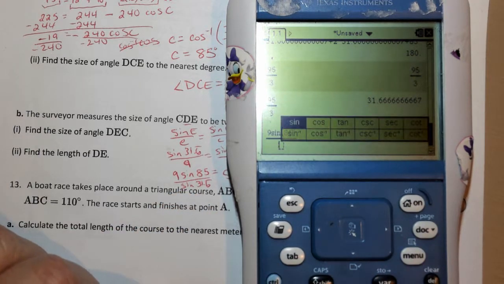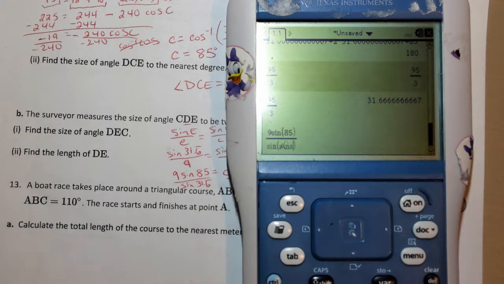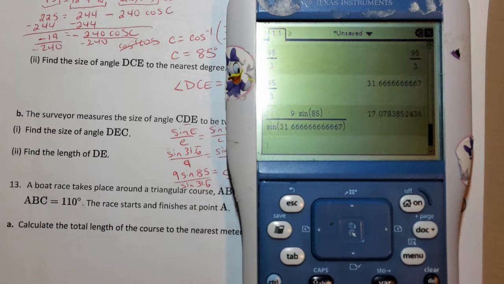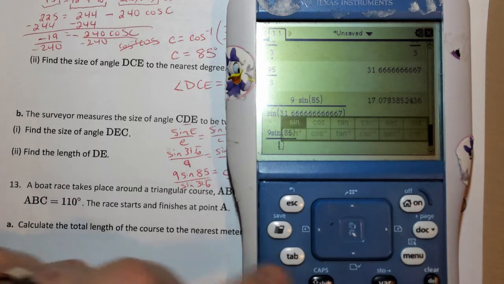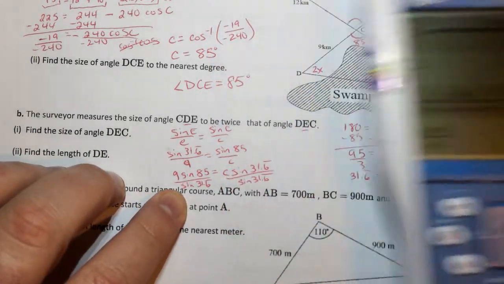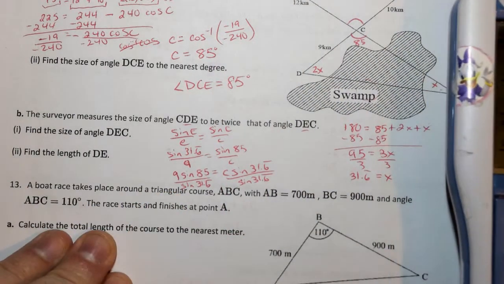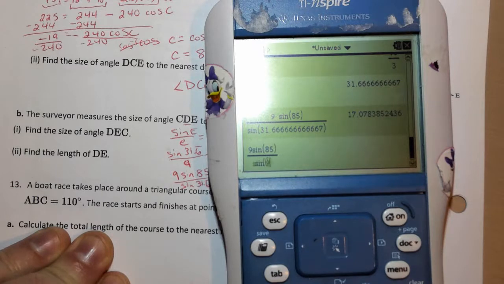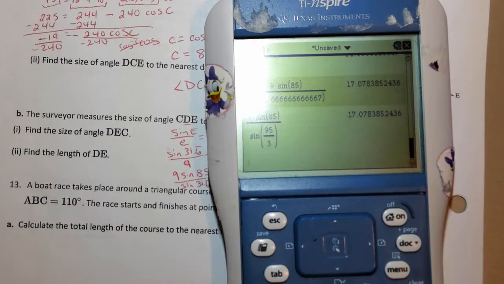And then sine, and we'll just do control for answer. Otherwise, I would just do 9 sine of 85, and then divided by, because it's bringing it down in that spot, because I keep pressing up, I move up there. I would just use the fraction. We got 95 over 3, and we'll get the same answer.